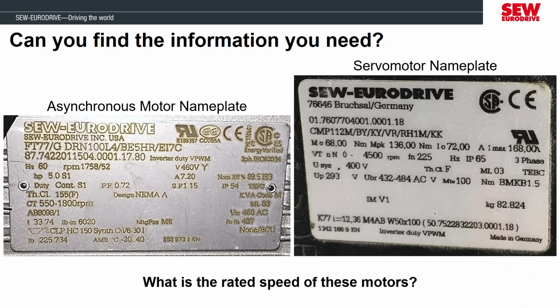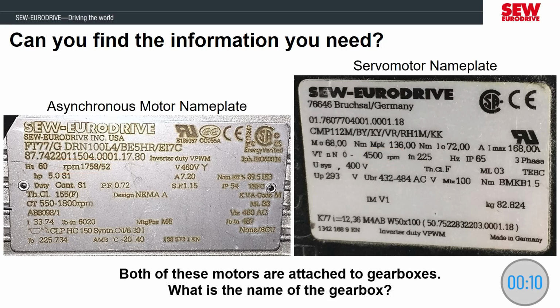Did you find it? I'm going to show the answer now. The standard motor is 1758 RPM, and the servomotor is 4500 RPM. Let's go to the next question. Both of these motors have gearboxes. Can you determine the name of the gearbox?